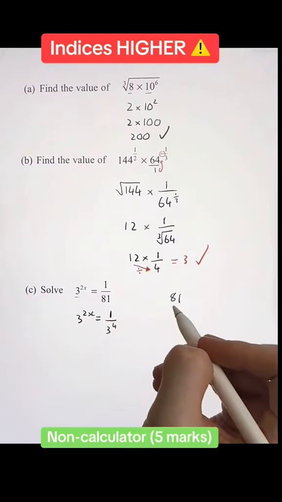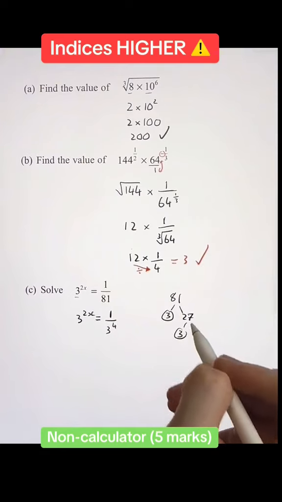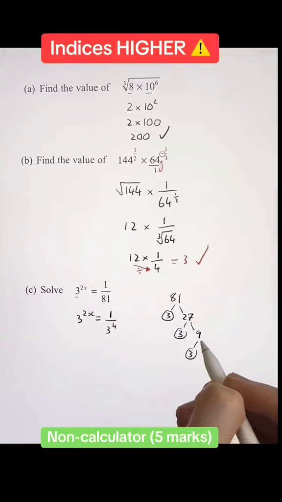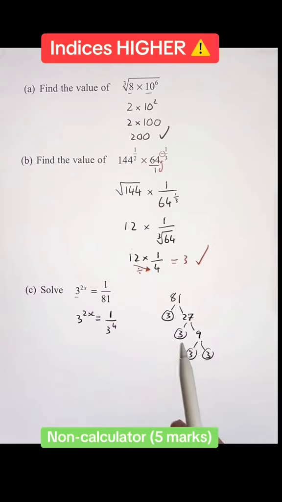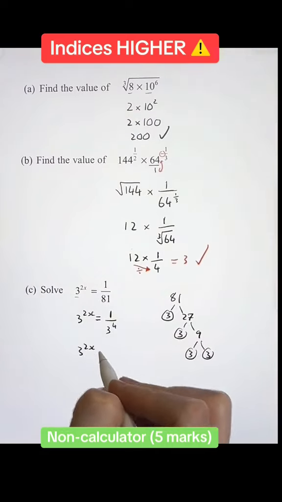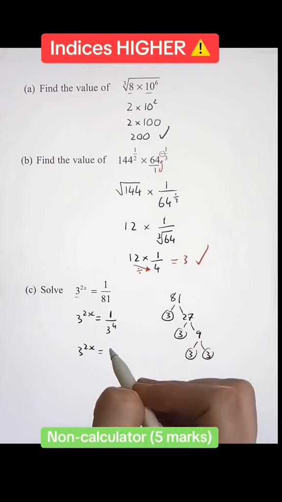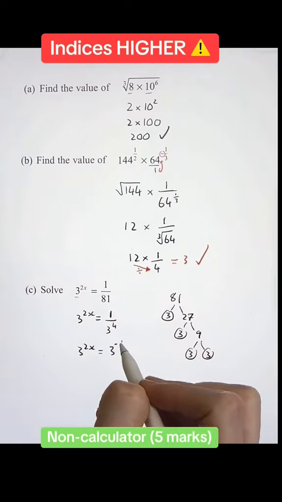because 81, if you think you're factor 3, is 3 times 27, and then 3 times 9, and then 3 times 3. How many lots of 3 do I have? 1, 2, 3, 4, hence 3 to the power 4. Leaving the left-hand side alone as being 3 to the power 2x. On the right-hand side, if it's on the bottom of a fraction, I know the power is negative. So 1 over 3 to the power 4, I can rewrite as being 3 to the power negative 4.